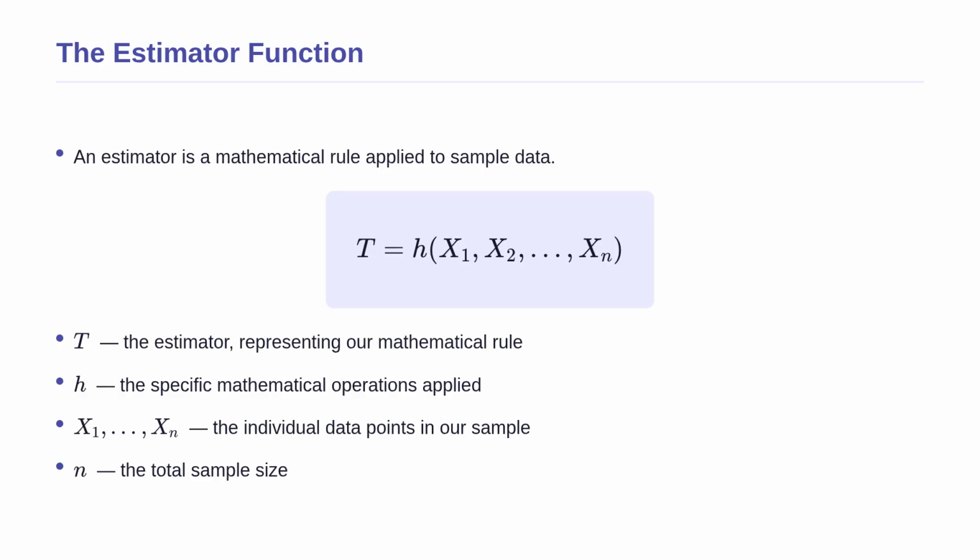Now that we know what a sample is, how do we actually make that guess? We use a mathematical rule called an estimator. Think of this as the recipe for our guess. Here, T represents the estimator. The function h tells us what math to do, like adding or dividing. The variables x1 through xn are the actual data points we collected, and n is our total sample size. By plugging our data into this function, we build a mathematical bridge from the data we have to the hidden truth we want to uncover.